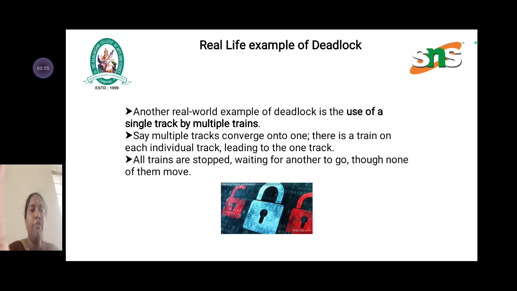Real life example for deadlock. Another real world example of deadlock is the use of a single track by multiple trains. Multiple tracks converge onto one. There is a train on each individual track leading to the one track. All the trains are stopped waiting for another to go through, and none of them move.